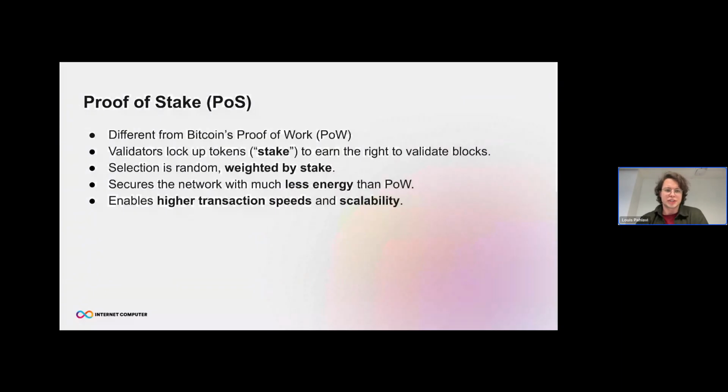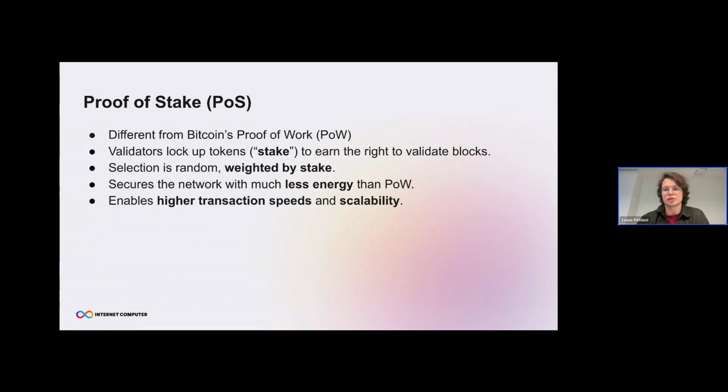So I mentioned proof of stake and how this is different from Bitcoin's proof of work. So what is proof of stake? First of all, proof of stake is actually what many other blockchains use. So Ethereum and ICP are two of them, but it works as follows.